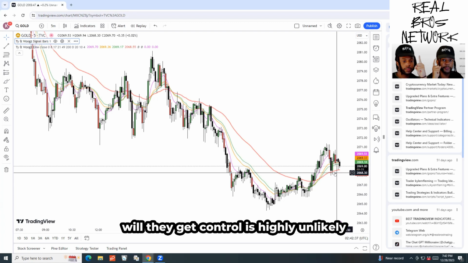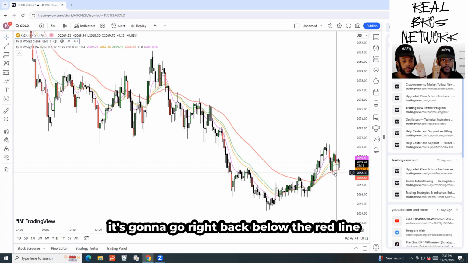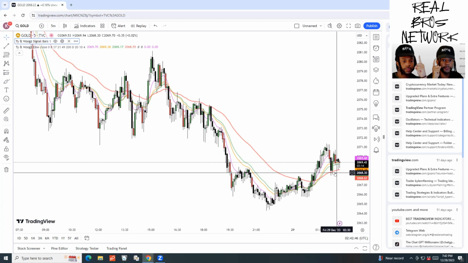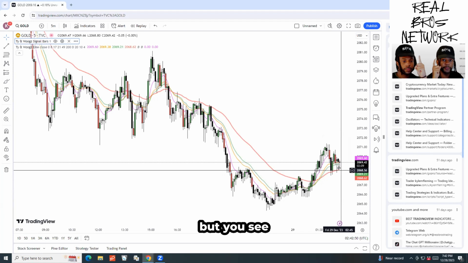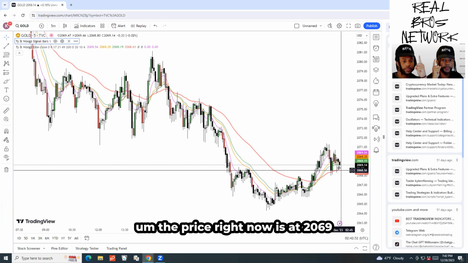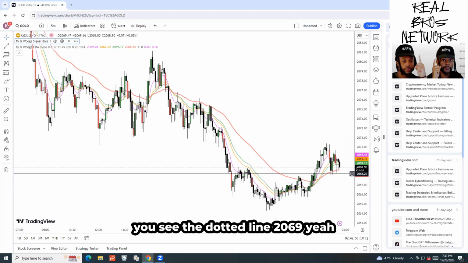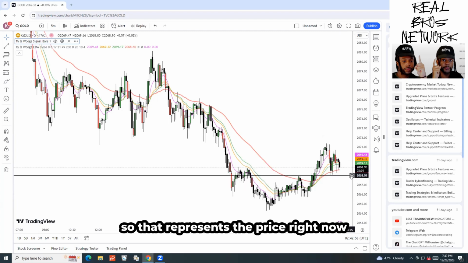It's highly unlikely because the price right now is looking like it's going to go right back below the red line. So if that price goes below that red line, you can take your sell. Now, when you say the price, where is the price? You see the price right now is at 2069. You see the dotted line? 2069. So that represents the price right now.